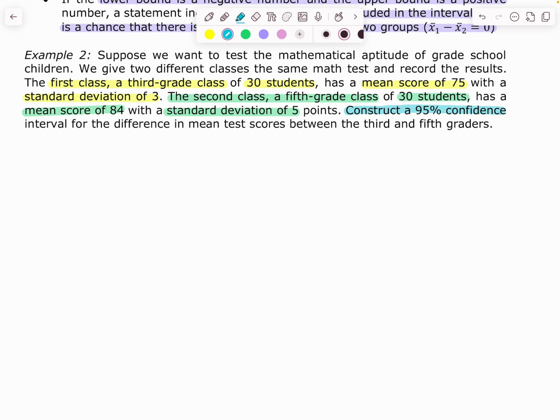Construct a 95% confidence interval for the difference in the mean test scores between the third and fifth grade classes. So we have X bar 1, S1, N1, X bar 2, S2, and N2. And then we also have our confidence level.